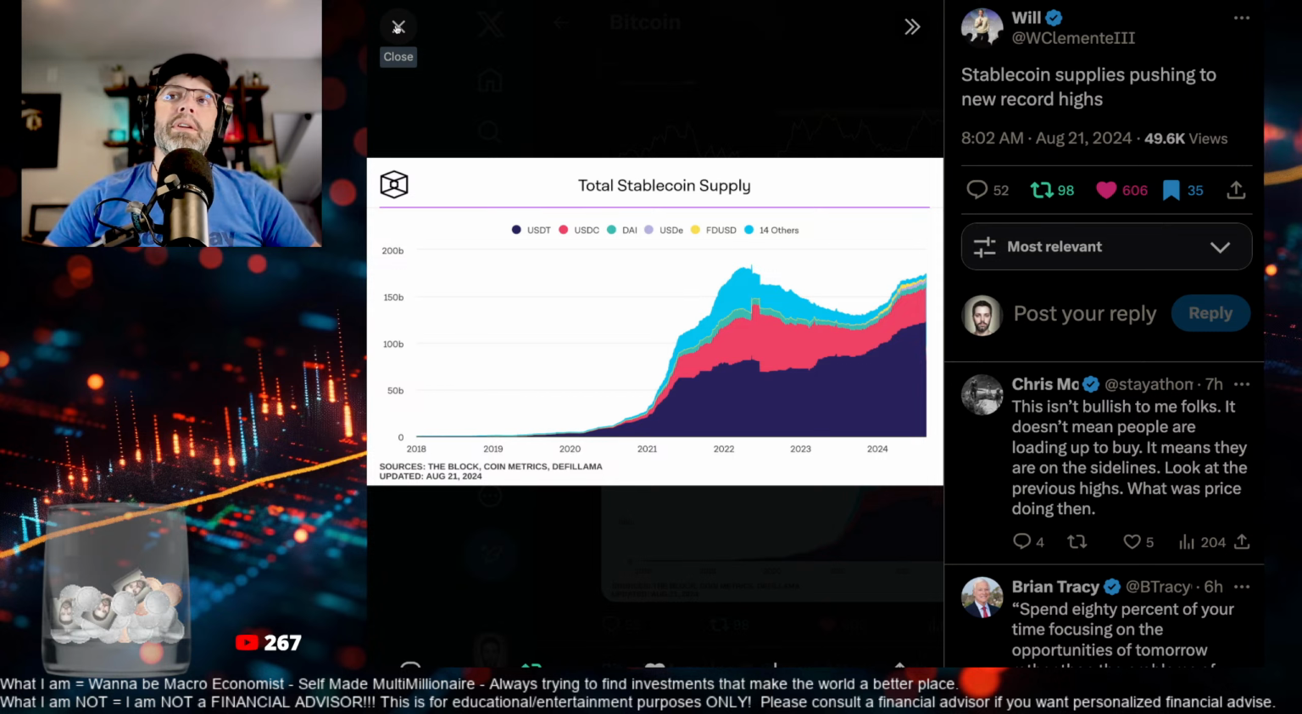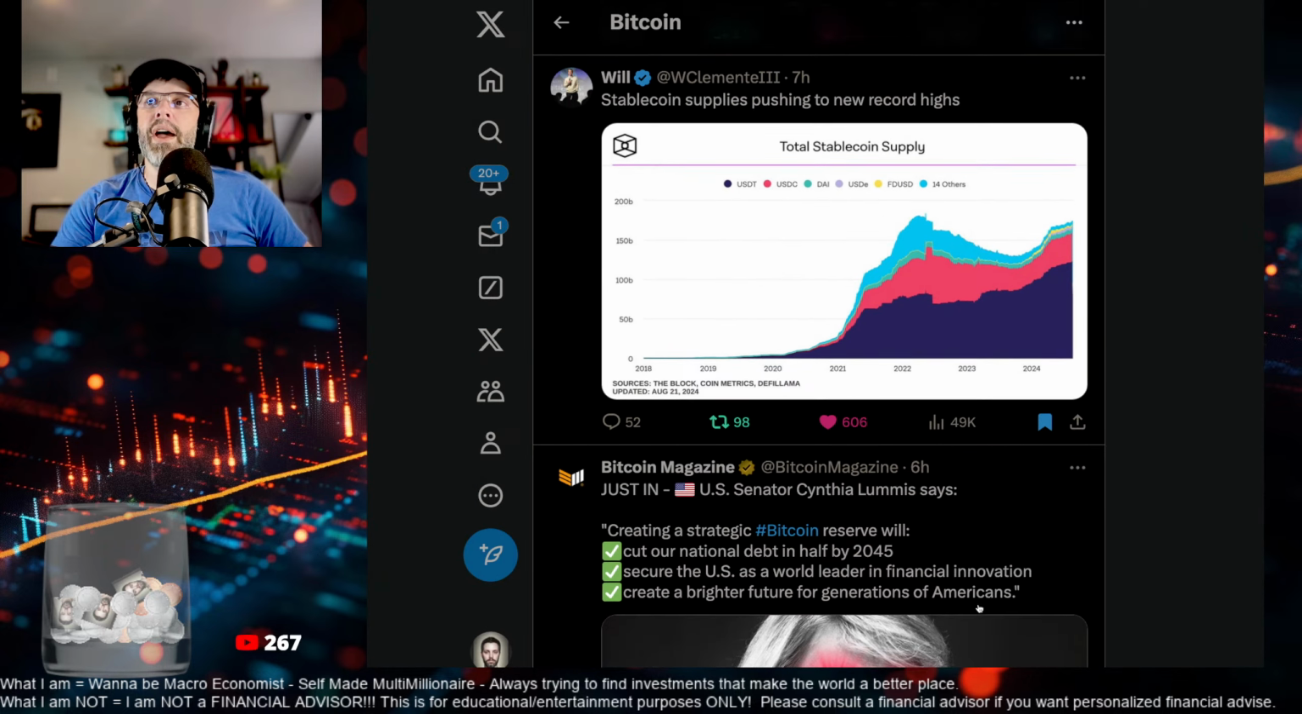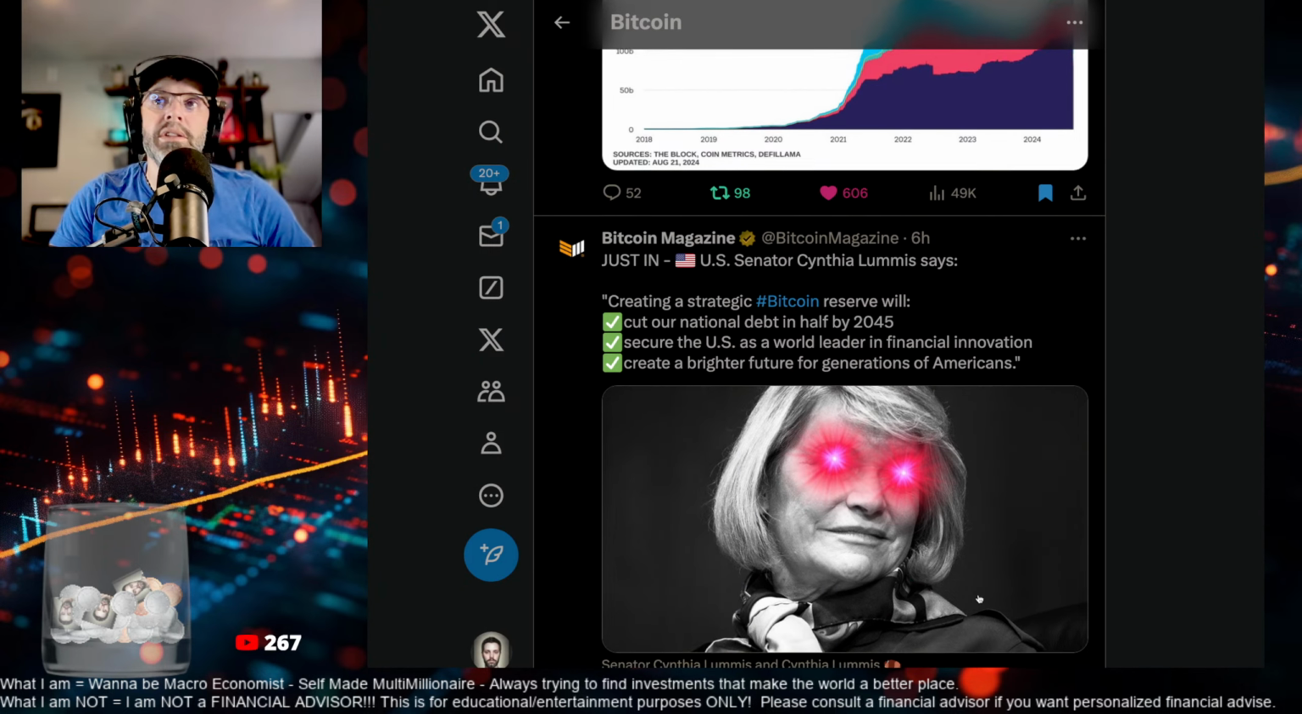So stablecoins expand when more money is flowing into the sector. So this is another signal that we're about to make a bunch of money.